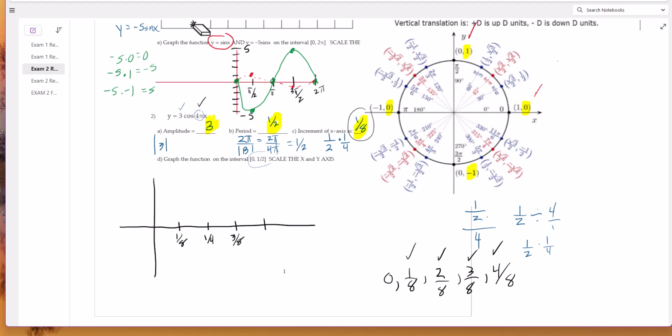Okay, now since your amplitude's 3, that means that the maximum of 1 is going to stretch up to 3. So I'm going to go like this, and I'll go down to -3 like that. Now when I say scale the x and y axis, that's what I'm talking about. You need to tell me what your scale is. If you don't put these numbers that I've got on my scale, then your graph's wrong. Your graph's actually meaningless if you don't do that.